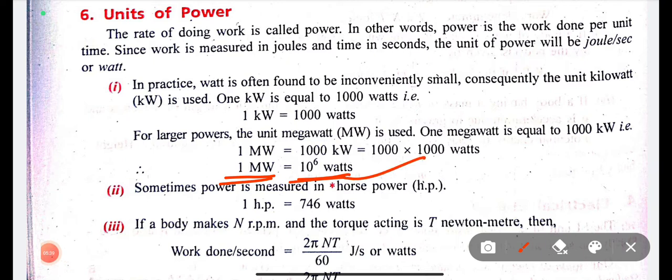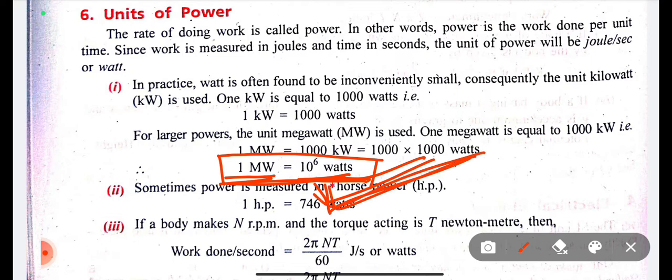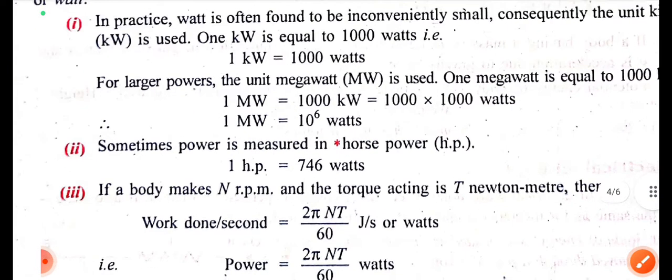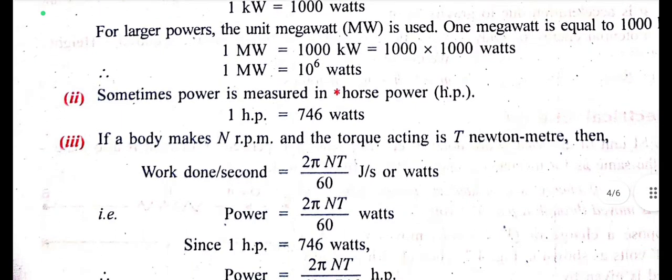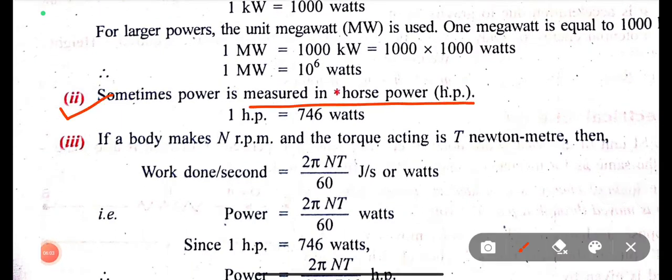In an examination this can be asked: 1 megawatt equals how many watt? If you learn it, you can tick the answer within a second. You can learn it very easily, right? So 1 megawatt equals 10 to the power 6 watt. Now the second point is 1 horsepower. It is also important and can be asked in your examination. 1 horsepower equals 746 watt.